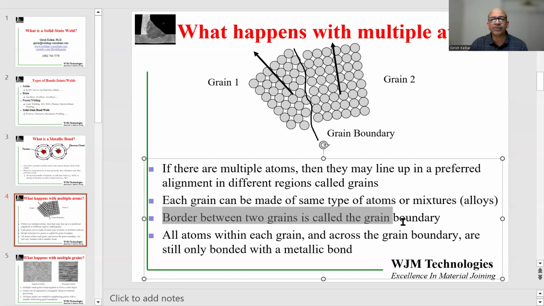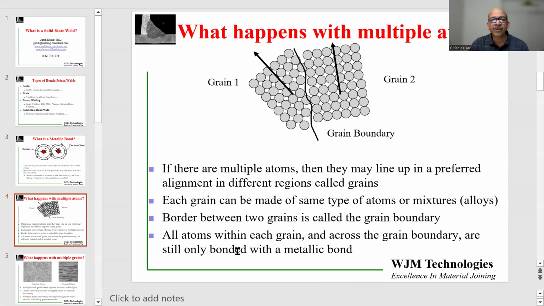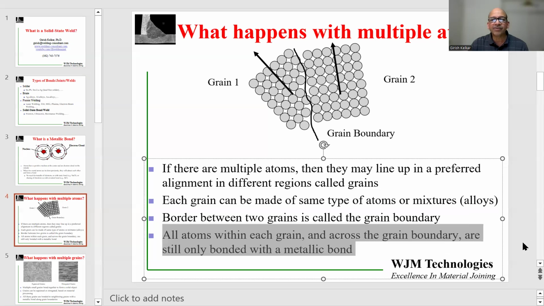Now, this border between two grains is known as the grain boundary, where the structure is not as precise as within the grains themselves. So this grain boundary does provide locations for impurities or misfit atoms to collect over there. All the atoms within each grain and across the grain boundaries are still bonded with a metallic bond. So when you cross-section a metal or an alloy, which is a mixture of metals essentially, and you polish and find different grains, the atoms within each grain are still bonded with a metallic bond, and across the grain boundary, the two grains are attracted to each other also by the same metallic bond.